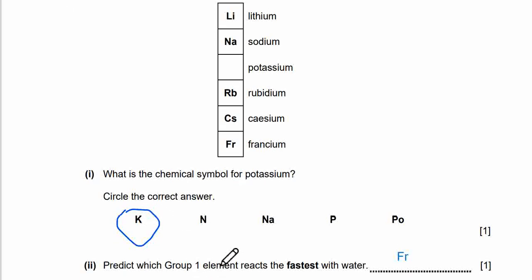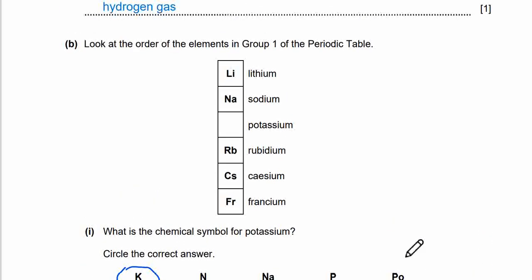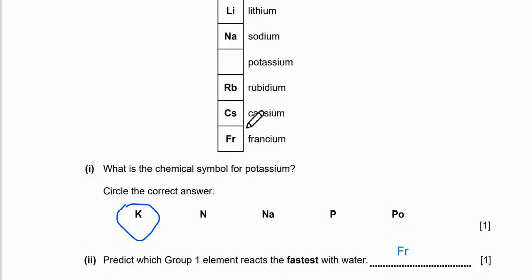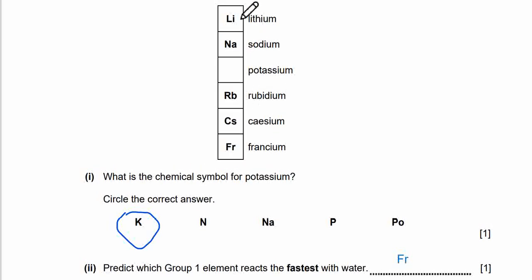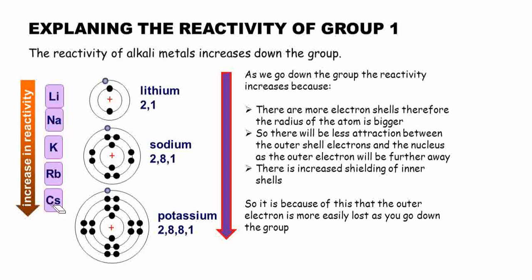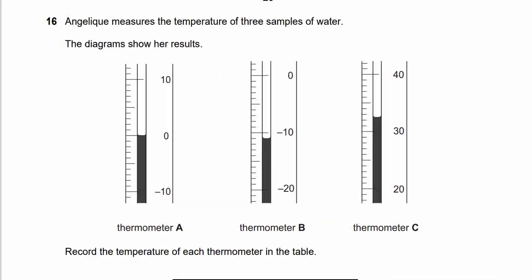Predict which group 1 element reacts fastest with water. So the answer will be the bottom part, because as we go down, the reactivity increases from top to bottom. So this is the bottom part, this is francium. This is the explanation of group 1. As we go down, reactivity increases as it has larger diameters, and that's why the electron is more easily lost and the reactivity increases from top to bottom. I guess that's explained. Next, question 16.